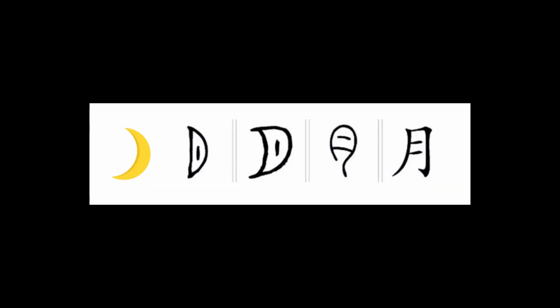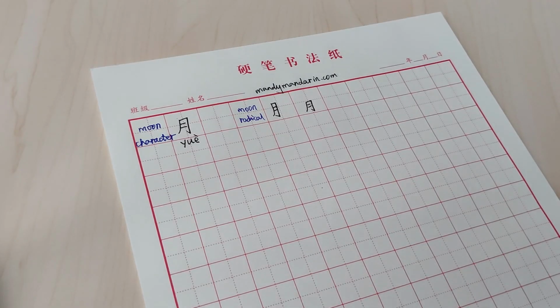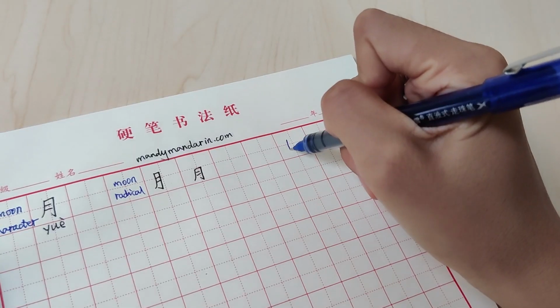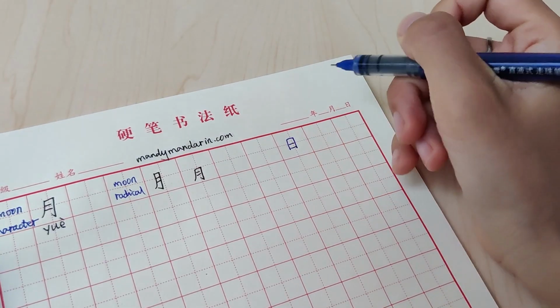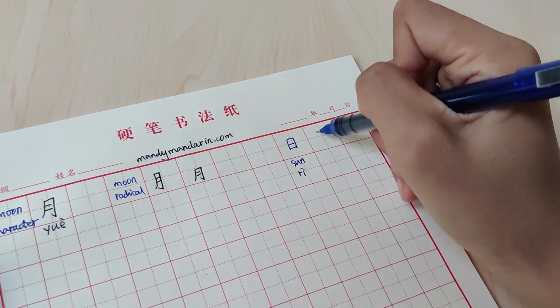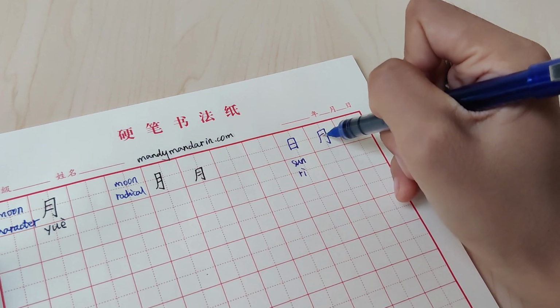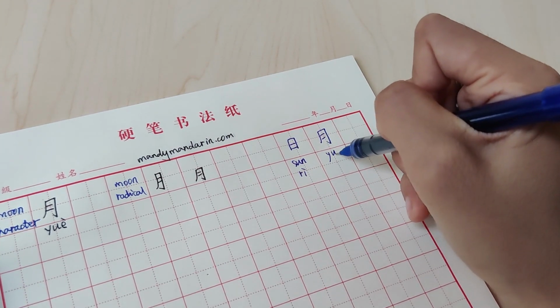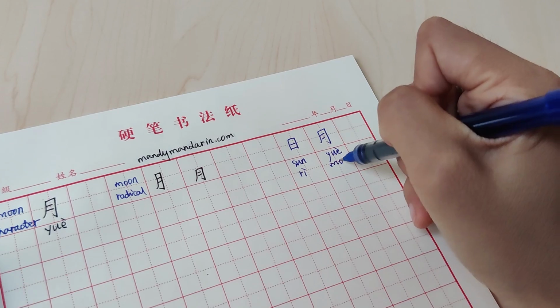Alright? So here is a picture of the evolution of the character moon. In the last video, we talked about the sun. This is the sun, 日. And this is 月, moon. Here is the pictures of the evolution of both of them. The sun is evolved from the picture of the sun. The moon is the same.